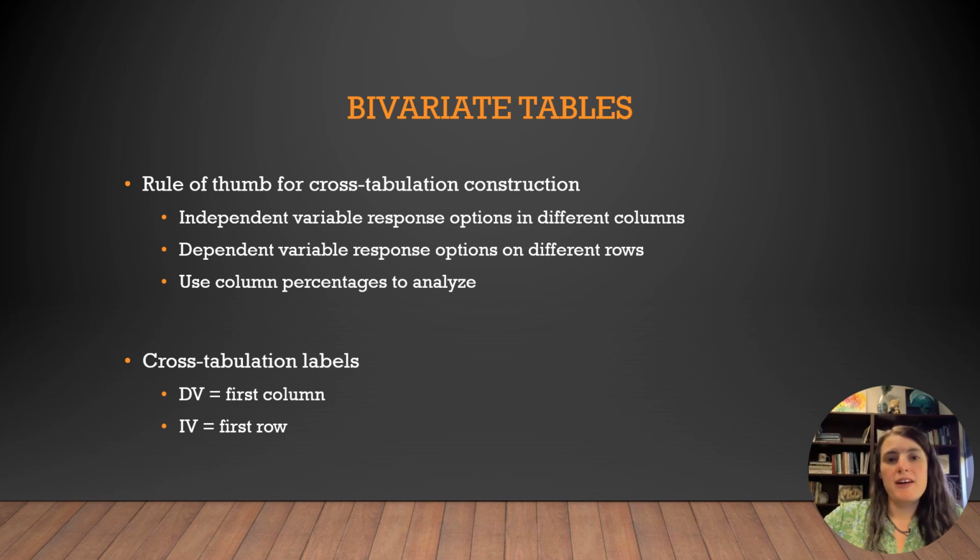The rules for bivariate tables differ between disciplines, but in the social science world, our rule of thumb is to always put the dependent variable across the rows and the independent variable options down the columns. We then use column percentages to analyze the distributions. Let's do an example so you can see what I mean by that.